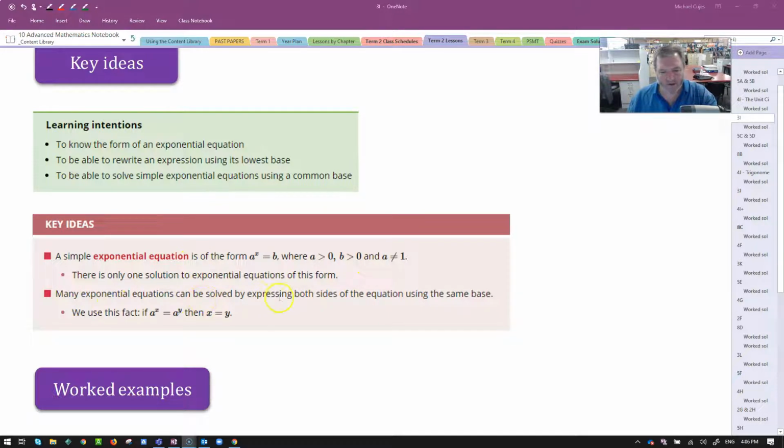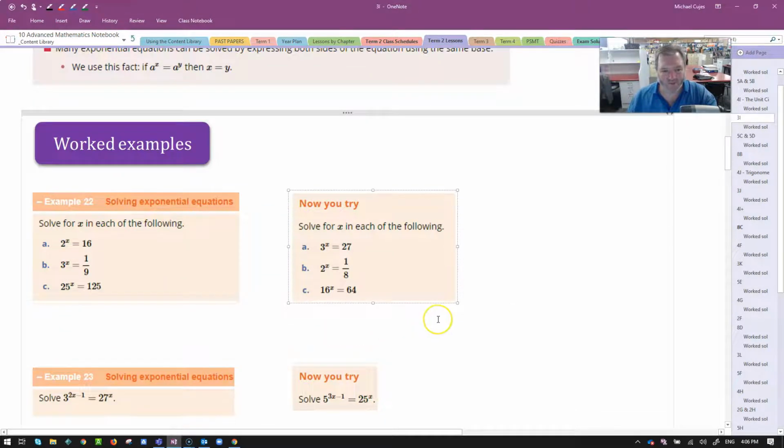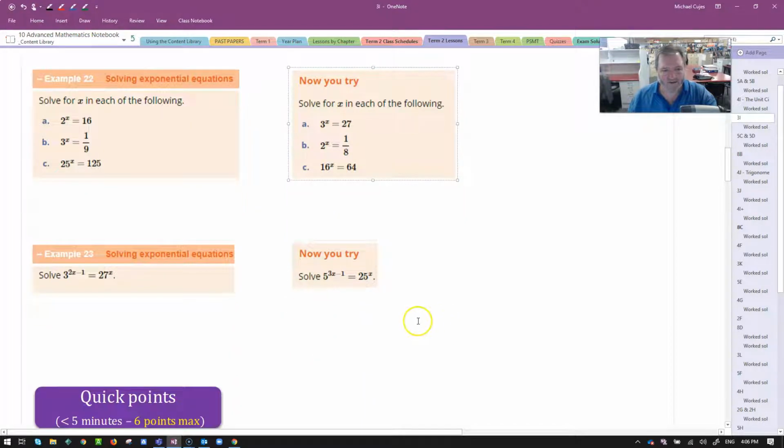Many exponential equations can be solved by expressing both sides of the equation using the same base. That's what we're going to do. You're going to find this pretty easy. We'll jump straight into some worked examples. So I'm going to solve for x in each of the following.